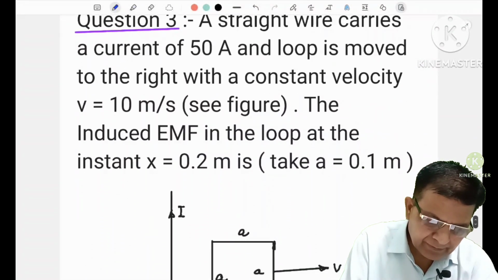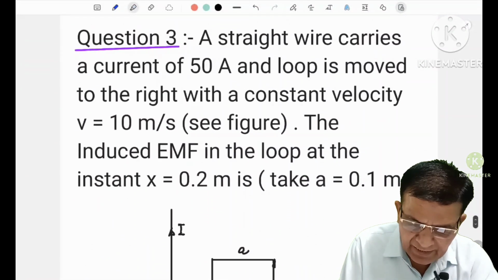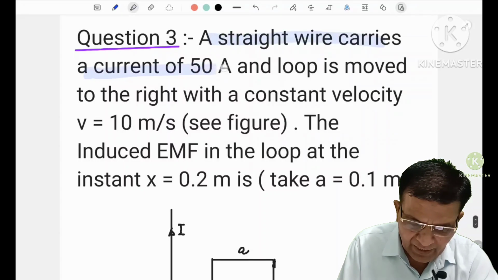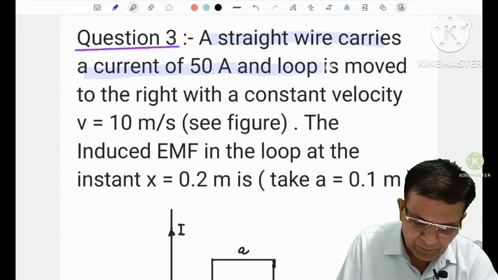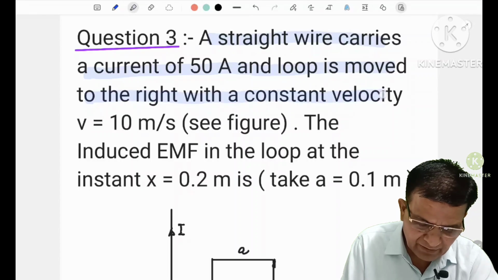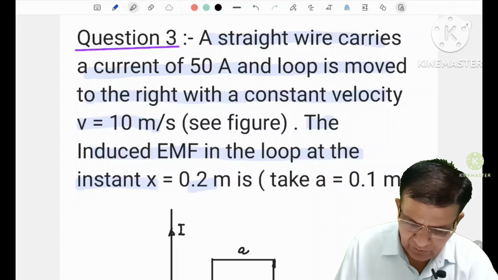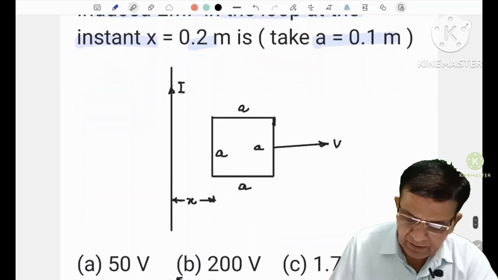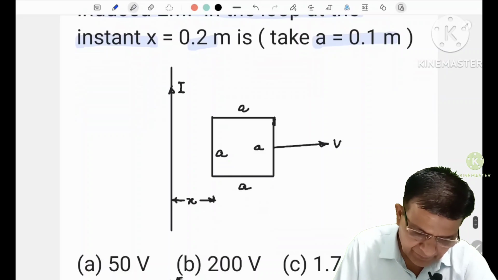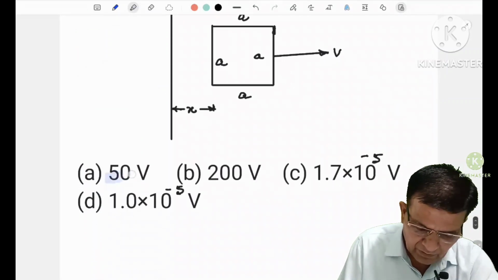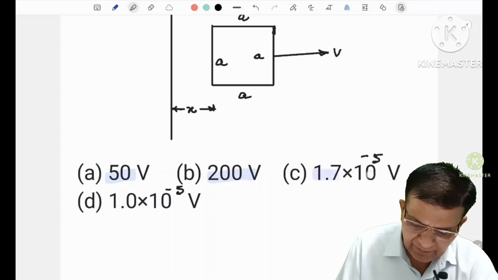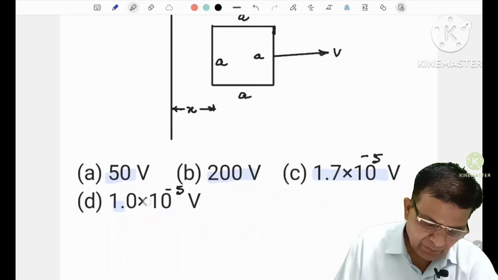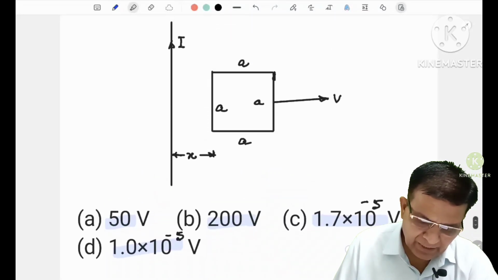Question number 3. A straight wire carries a current of 50 ampere and loop is moved to right with constant velocity 10 meter per second. The induced EMF in the loop at instant x is equal to 0.2 meter. Take a is 0.1 meter. Options: 50 volt, 200 volt, 1.7 into 10 to the power 5 volt, 1 into 10 to the power minus 5 volt.